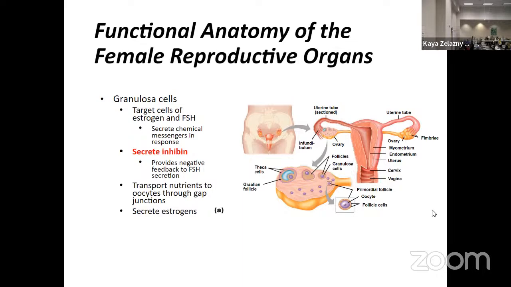Another thing that is happening is that we are able to transport nutrients to the oocyte, the egg cell inside, through gap junctions. And we are also secreting estrogens, in addition to being target cells of estrogen.